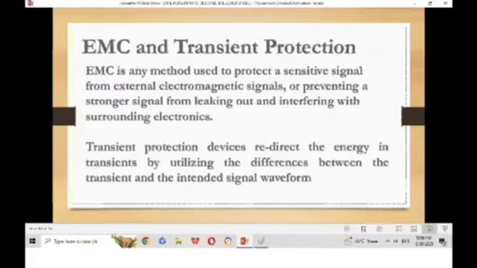The next is EMC and transient protection. EMC is any method used to protect a sensitive signal from an external electromagnetic signal or to prevent a stronger signal from leaking out and interfering with surrounding electronics. Transient protection devices redirect the energy of the transient by utilizing the difference between the transient and the intended signal waveform.